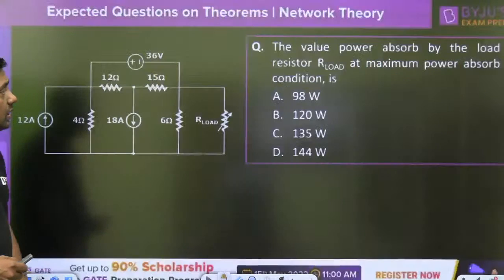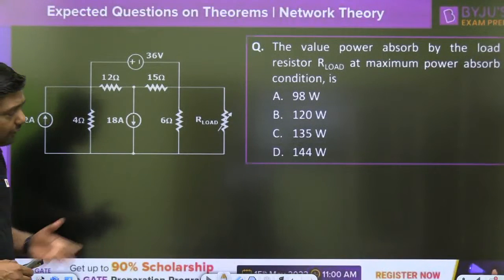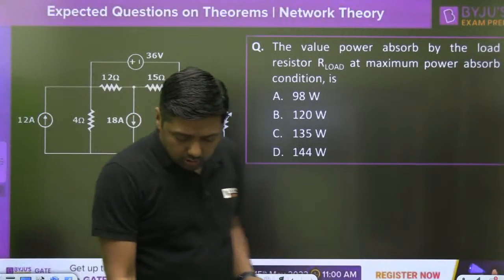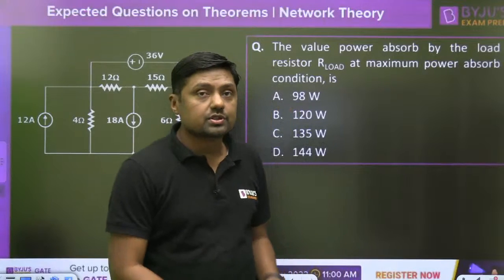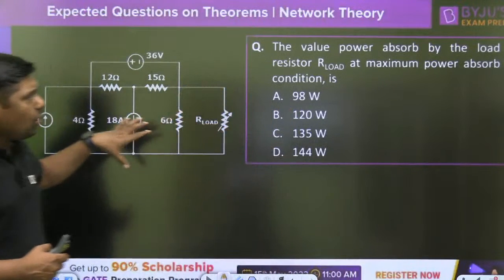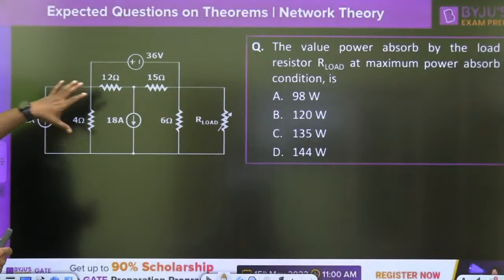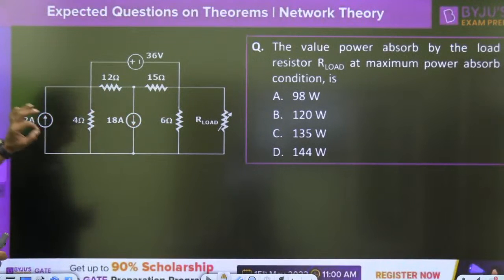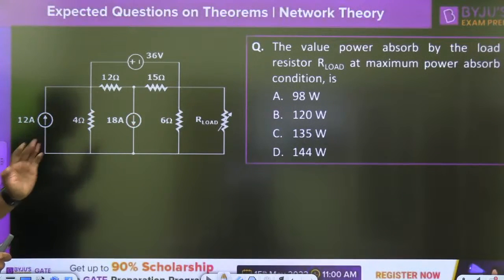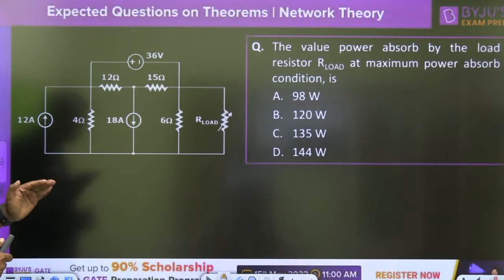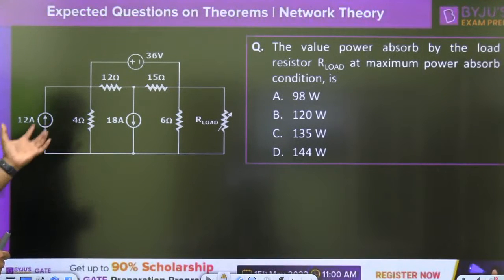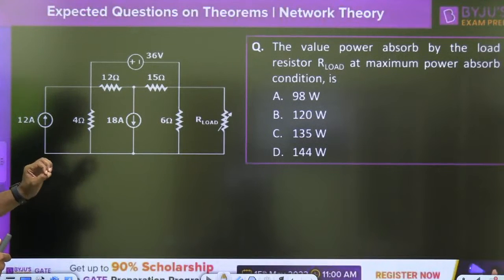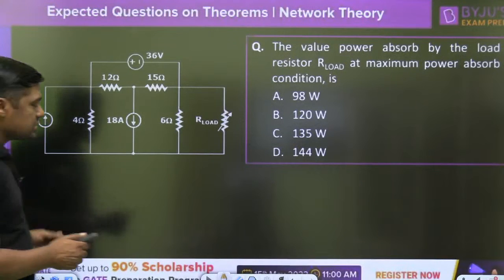Okay, now that is the question. Everyone please give me the answer for this particular question. Please try to solve it. The value of power absorbed by the load resistor RL at maximum power absorb condition. What is the maximum power absorbed condition? If you want to solve this question, you have to find the VTH and the RTH across this A and B.